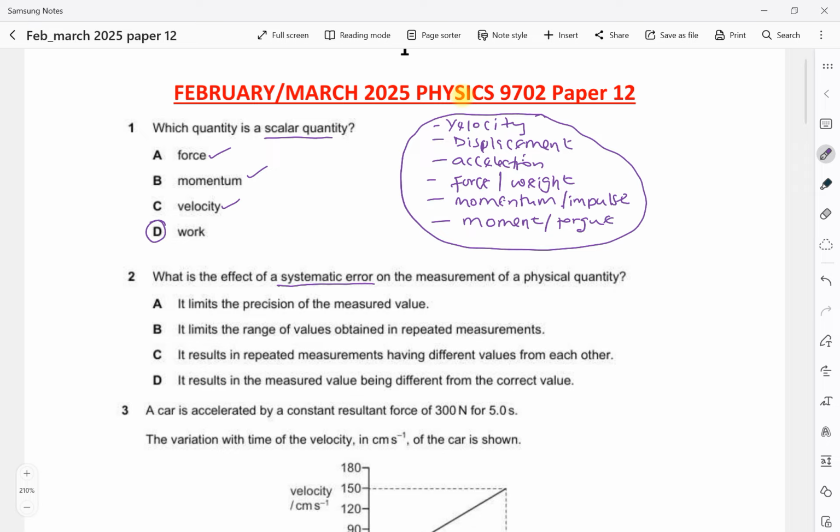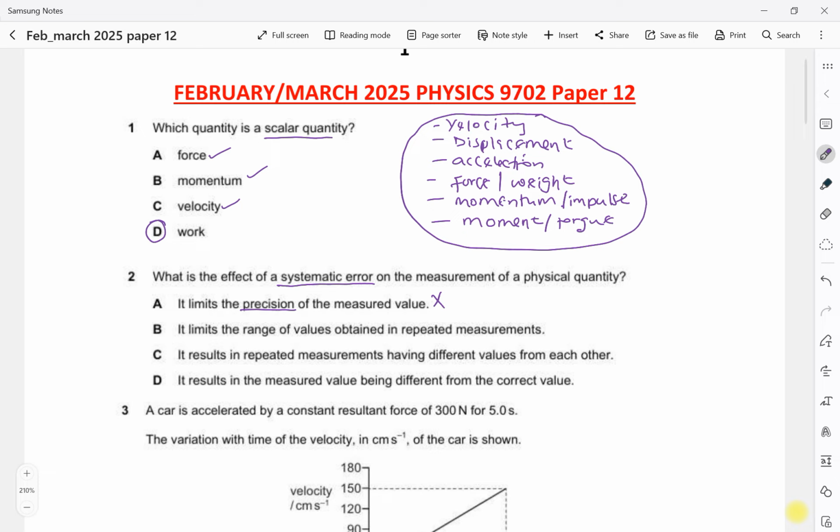So let's check which options we have here. It limits the precision of the measured value. Of course, precision is how close the measured values are to each other, irrespective of whether they are correct or not. A systematic error does not affect the precision. So precision depends on the range between the values. Systematic errors will make values to be above the true value by a constant amount. That means the systematic error will not affect the range between the values that have been obtained. So this one is not true.